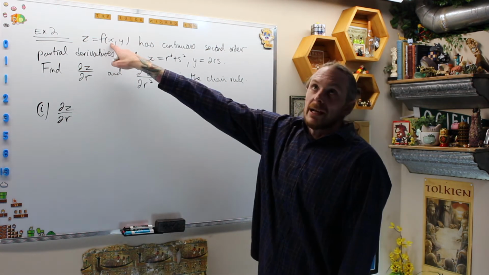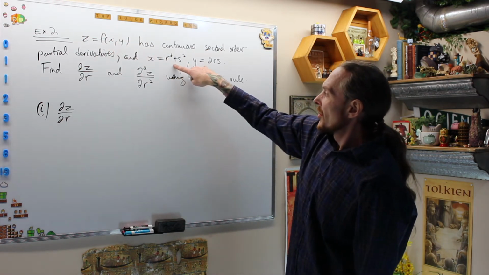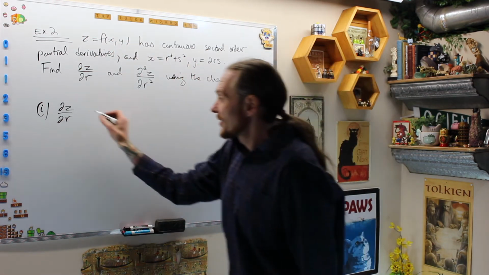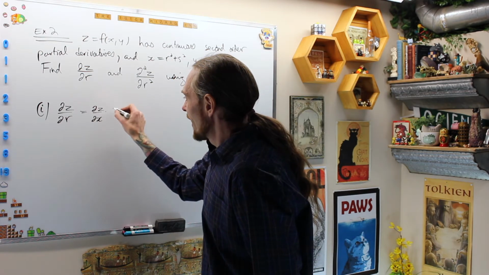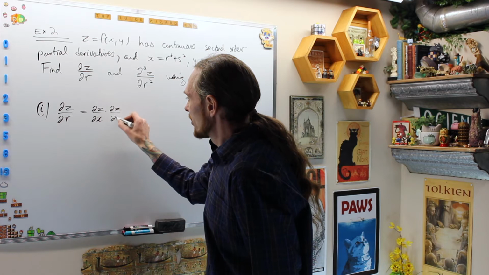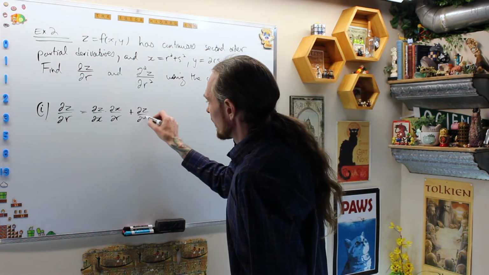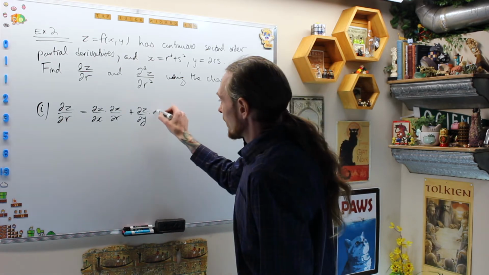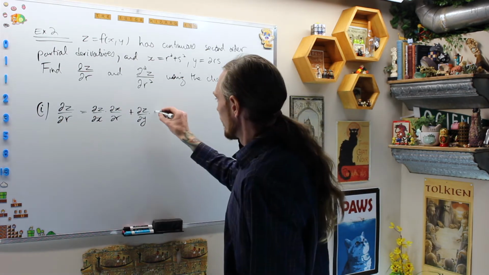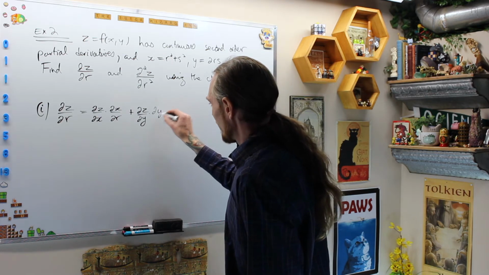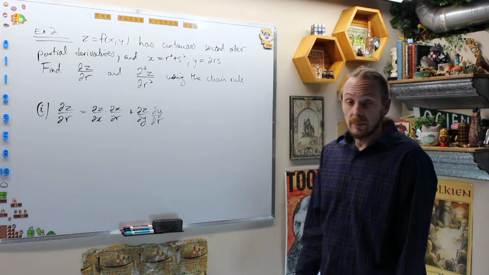My first function, I think to myself, is a function of 2 variables. Then these functions are both functions of 2 variables. That means this is going to be the partial of z with respect to x, and then the partial of x with respect to r, plus the partial of z with respect to the second variable y, times the partial of y with respect to the variable r. This is what we want to compute.